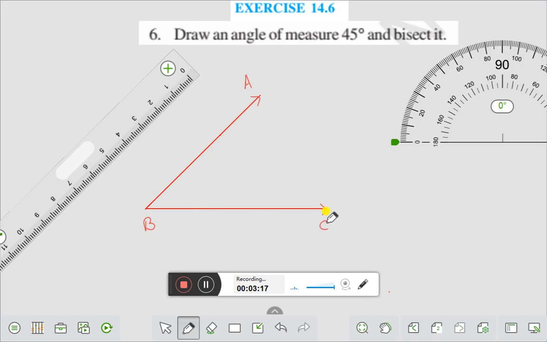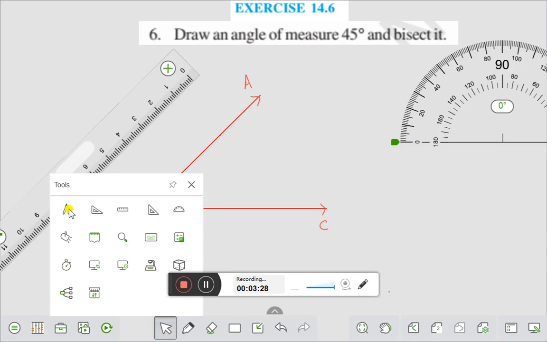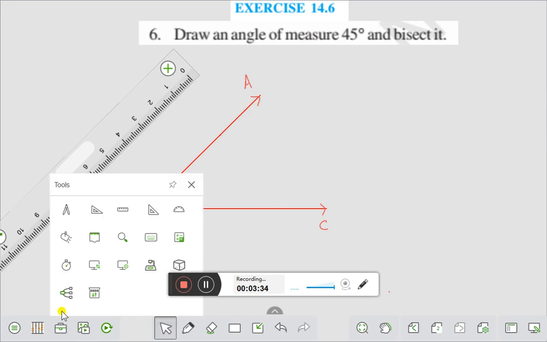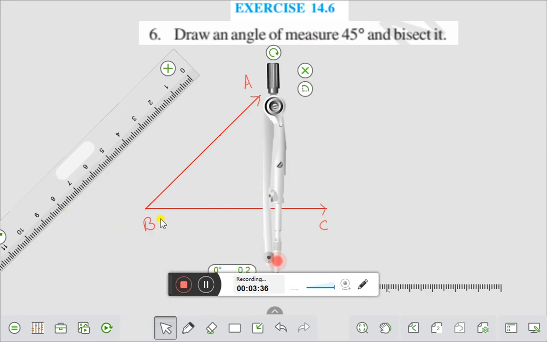Now you have to bisect this angle, right? With the help of a protractor, we can bisect this angle. Let us take a protractor here.